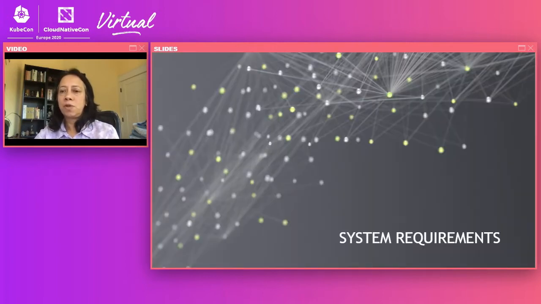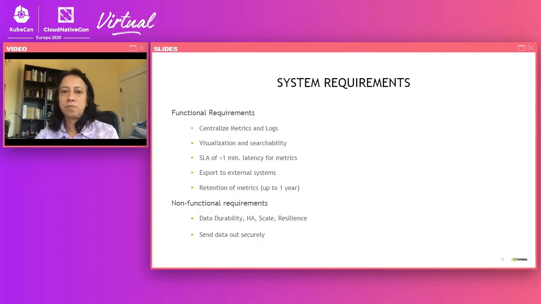Let's go over the system requirements that come out of this. For the functional requirements, we need to centrally collect the metrics for all levels: the cluster, the node, the Kubernetes system, and jobs at scale. We need to meet the SLA to allow users to get real-time metrics. That is to say, less than 1 minute from node to system.